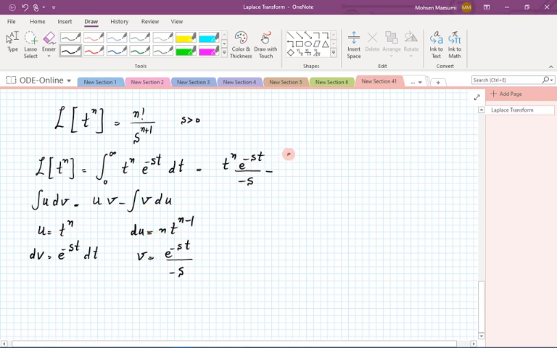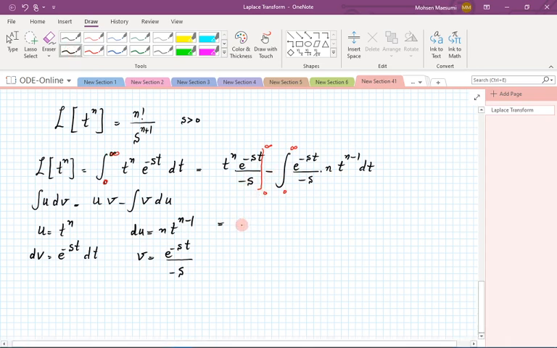So v is exponential of minus st over minus s, times du, which is n t to the power of n minus 1, then dt. Now we have to do two things. This limit that we have to enforce here as well, and enforce here as well. And then we have to clean up. So let's go ahead and do that.